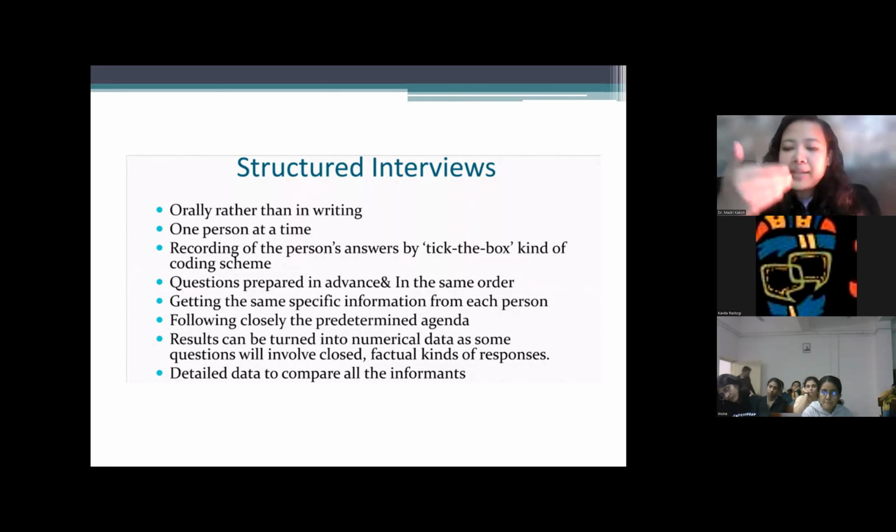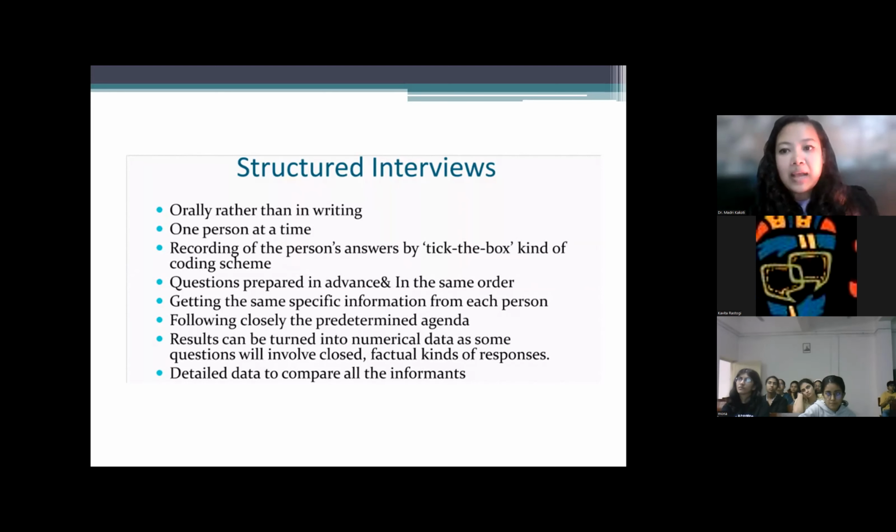Recording of the person's answer by a tick-the-box kind of coding scheme. Because you have your questions prepared, and sometimes you have answers prepared as well, you do the tick-the-box approach, where you are specifically looking for the items which are there in your options, and when you find the items, you tick the box. The questions are prepared in advance and in the same order.